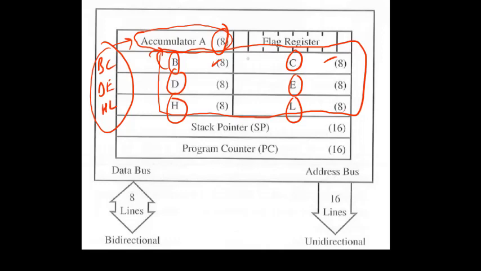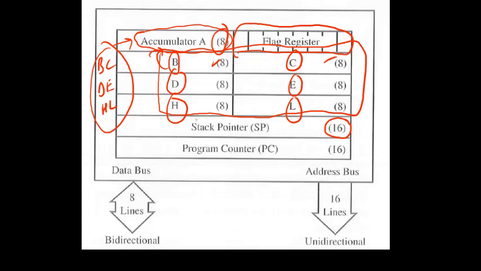Then we have a flag register. We will study the various flags in the next slide. Apart from this, we have a stack pointer register. This register is 16-bit. The use of the stack pointer is that sometimes in a particular program we need to store the data temporarily in some memory location. That memory location is called a stack.